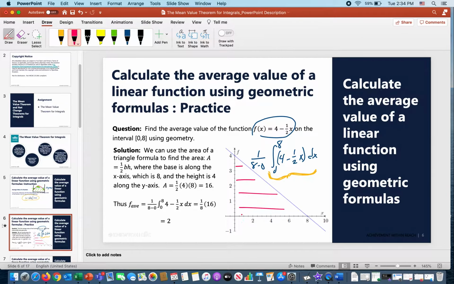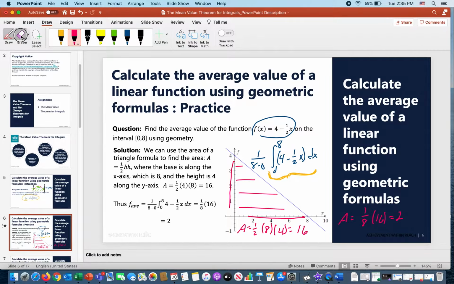And the area of this triangle is going to be 1/2 the base, which is 8, times the height, which is 4. Here's our base and here's our height. So 1/2 of 8 is 4. 4 times 4 is 16. So the average value is actually going to be 1/8 of 16, or that average value is going to be 2.